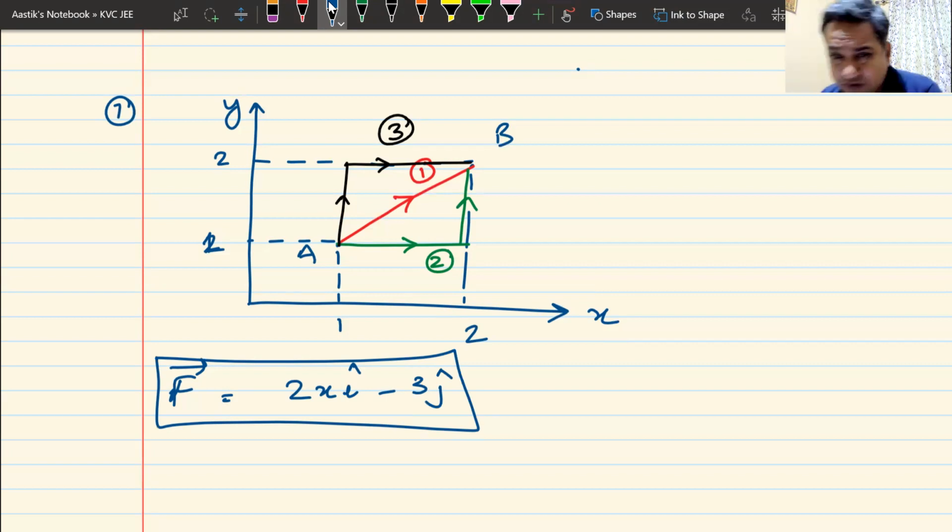Now, if I make a multiple choice question out of this, I'll probably give you these choices. So I would give you options like that. Work done in path 1 is this, work done in path 2 is this, work done in path 3 is this, work done in all the paths is the same, work done in all the paths is different. So I'll give you probably these 4 or 5 choices. Three options are for the work done in paths 1, 2 and 3. Then work done in all the paths is the same, or work done in all the paths is different. So you have now 5 choices. What would be your answers?